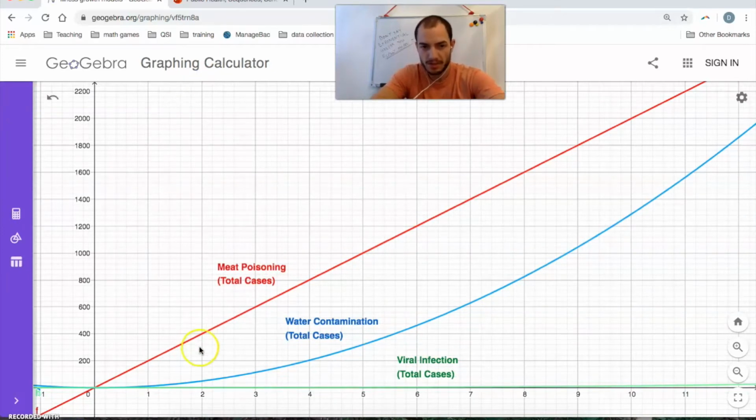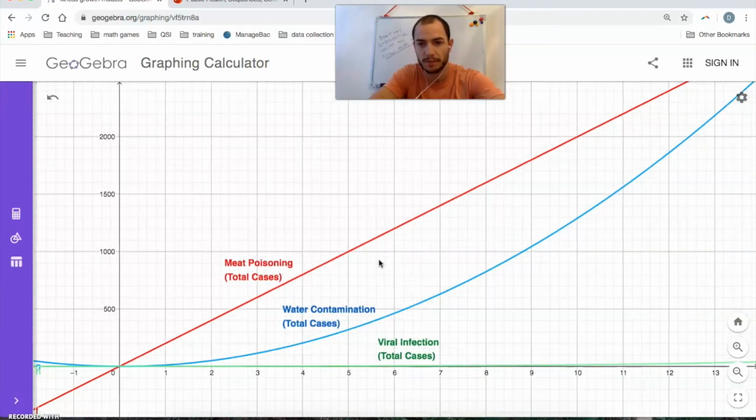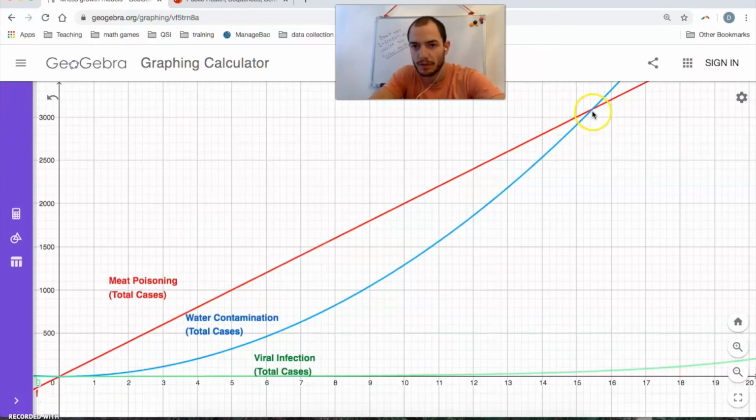right? And because it has that upward curve to it, you would expect that at some point it's going to intersect the red line here because the red line is straight. It's increasing, but it's increasing at a constant rate. So if we zoom out a little bit, a couple of days, we can find that intersection. And we can see it right here. This intersection is between the 15th day and the 16th day. So at that point, you have the water contamination taking over the meat poisoning total cases.